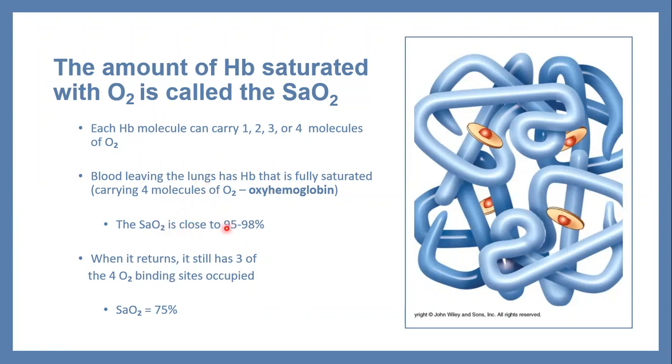Oxygen saturation at this level is very close to 100. It's 95 to 98%. When it returns, it has already given away some oxygen to the tissue cells. So if you're at rest, oxygen saturation may be 75%. If we used more oxygen, the oxygen saturation would be much less.